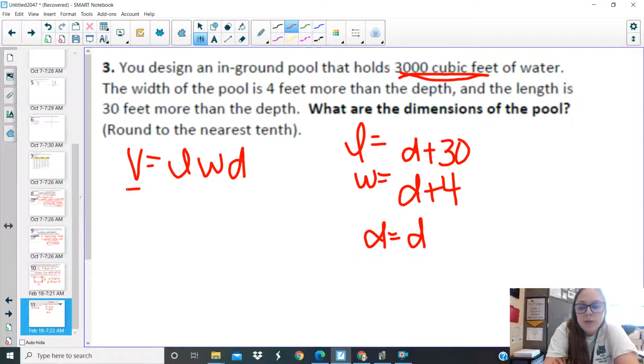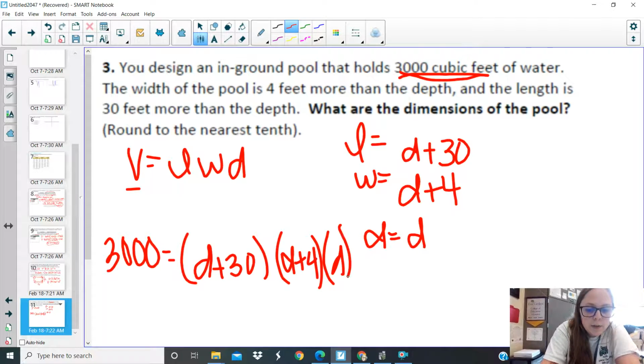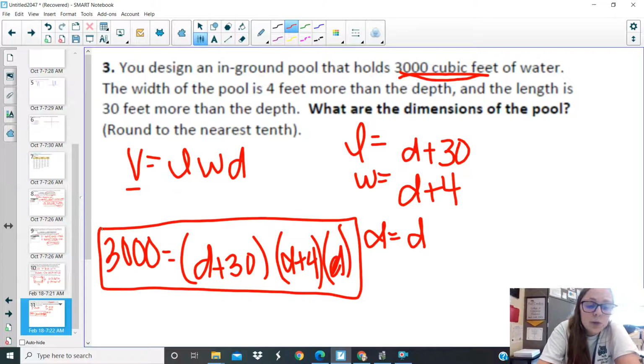So I'm going to start plugging stuff in so we can get an equation here. So we would have the volume is 3,000. That's going to be equal to the length, which is d plus 30, times the width, which is d plus 4, times just the depth itself. So d. So this is the equation I'm going to need to solve for.